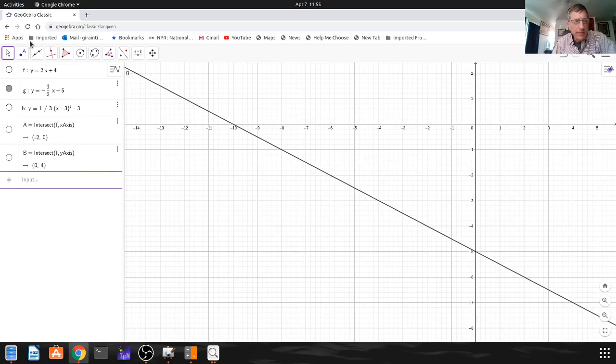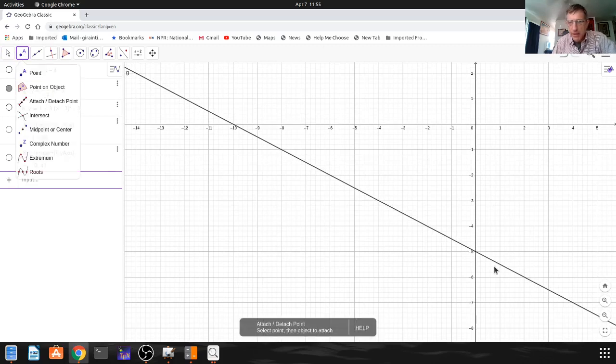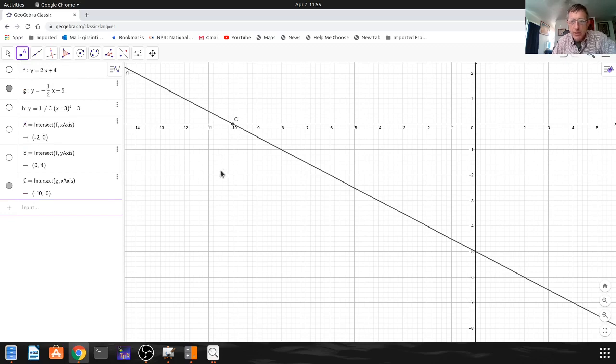So here I have another straight line. It's a line, and it's slanted, of course. And this point right here is the point where it crosses the x-axis. And it has coordinates -10, 0, as you can see right there. Down here is where it crosses the y-axis, and it has coordinates 0 is the x value, and -5, as you can see right there.